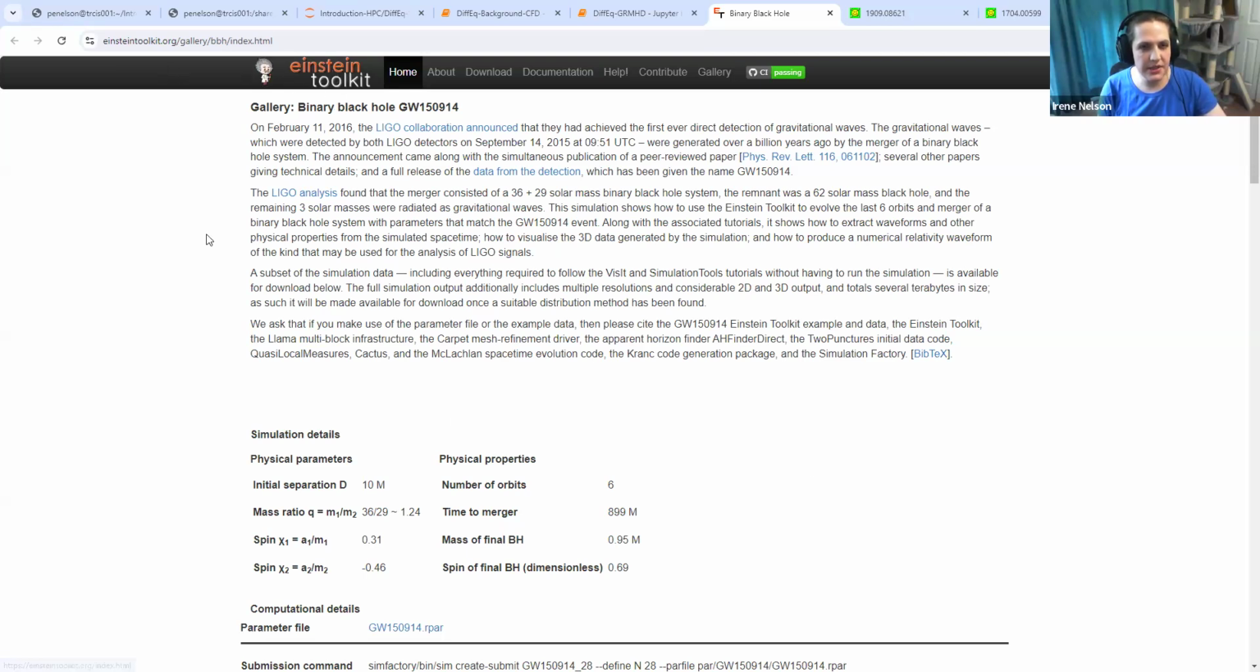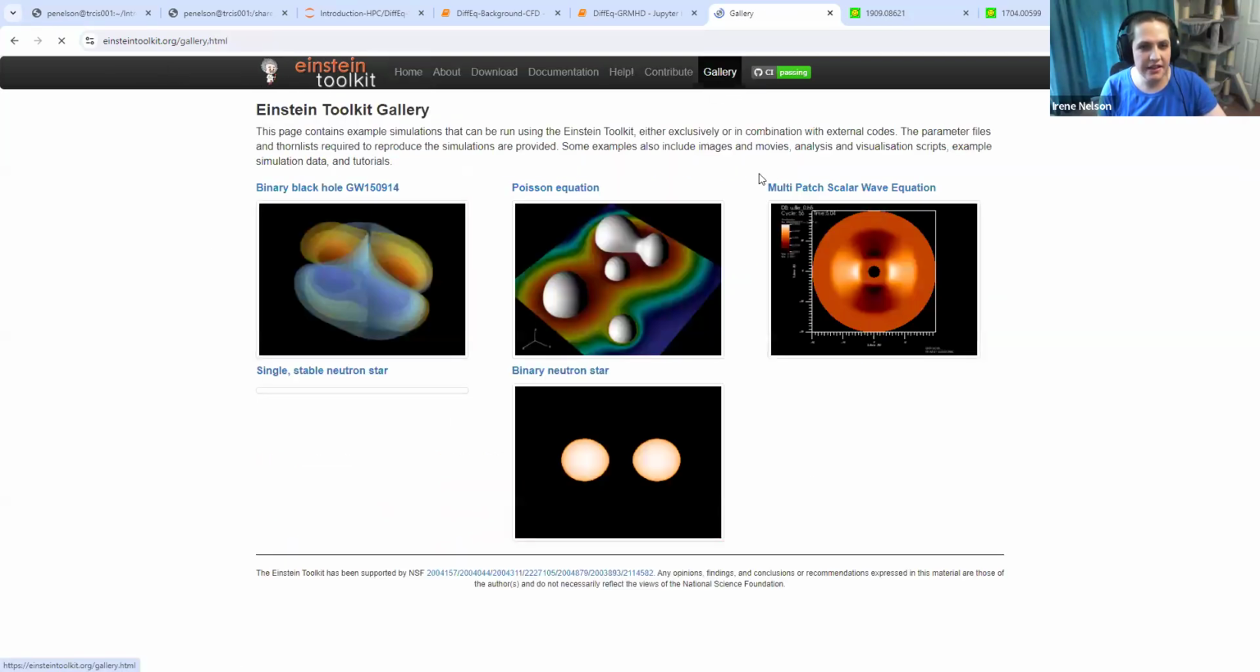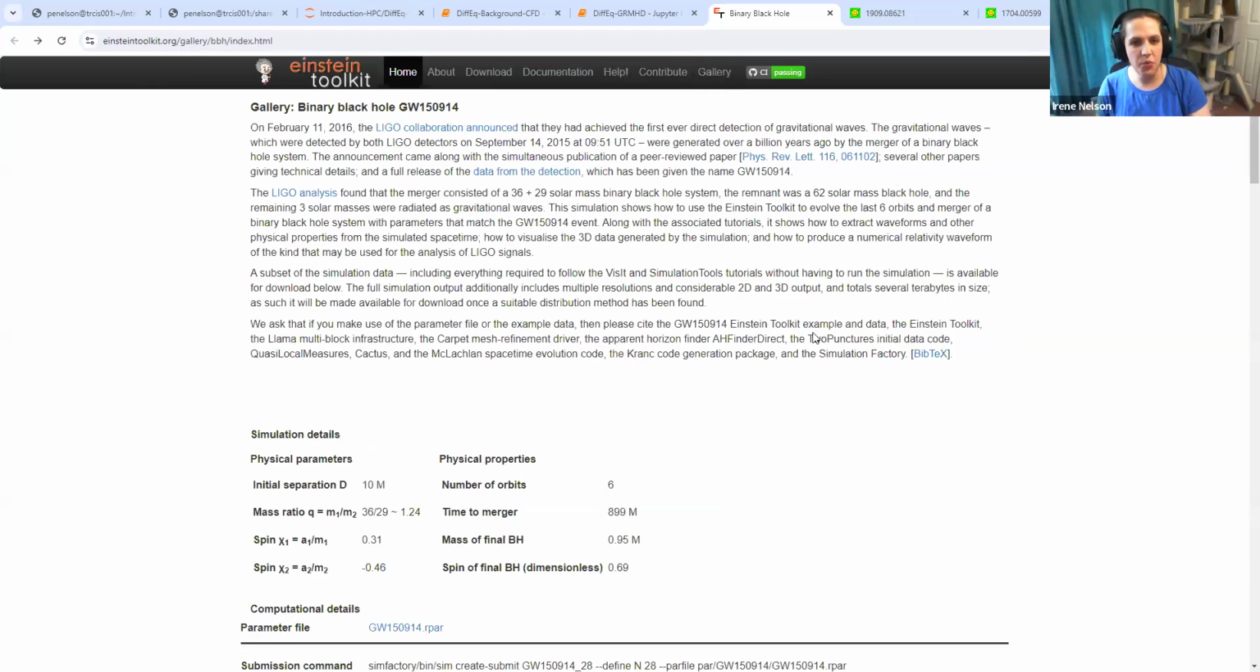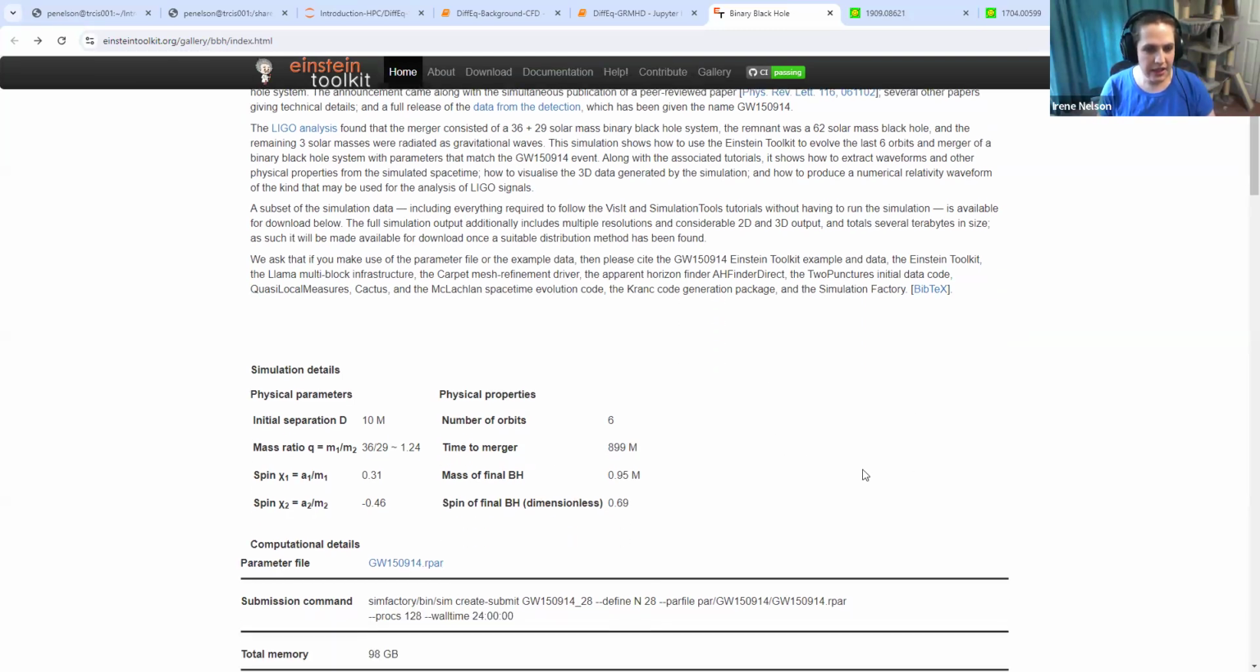Here's the toolkit's website, and we also have the gallery. This offers us some example simulations that are interesting. One of note is the gravitational wave event from the binary black hole merger that was first detected on September 14th, 2015. So here we have simulation details, and we can see some of the things that I've mentioned.